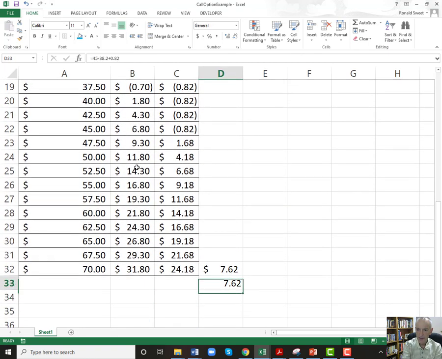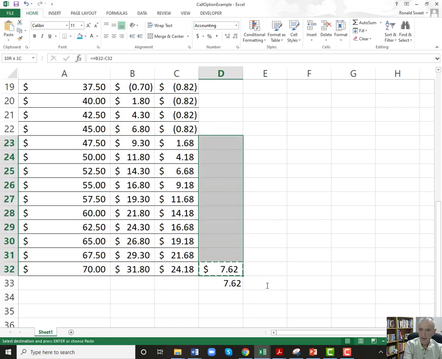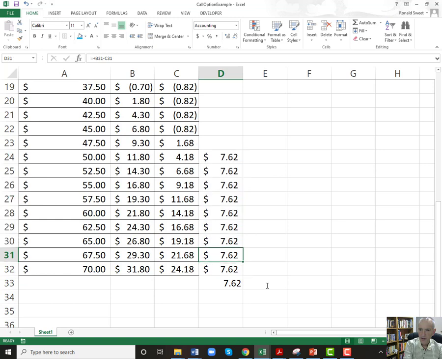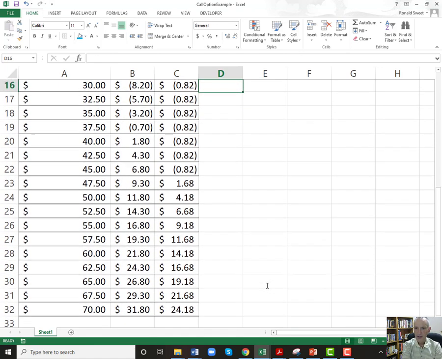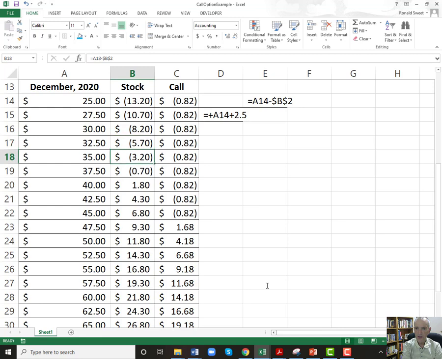You add those two together, $6.80 plus 82 cents, and that shows you that your call option will always be that much cheaper than buying the stock itself. So that's just the nature of it, until you get to the downside. Now on the downside, the stock price keeps falling and falling and falling, but with the call, the most you can lose is 82 cents.